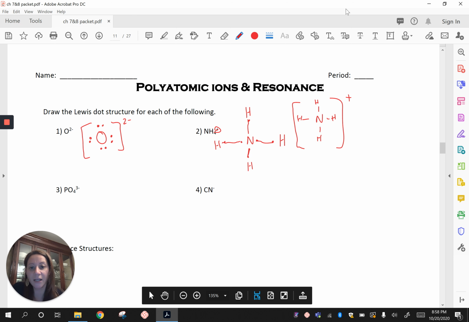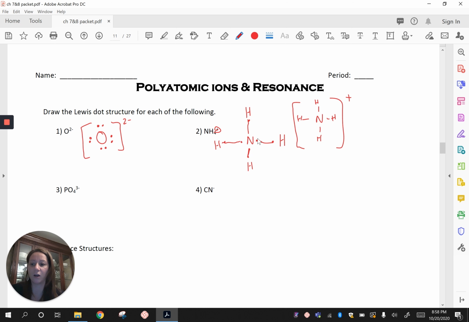If this was a negative charge instead of a positive charge, that means it has extra electrons. So you would add the extra electrons. And again, you can put them anywhere as long as you know that you can erase them and move on. So when it's positive, you take away the electrons. When you have a negative charge, you put in extra electrons.